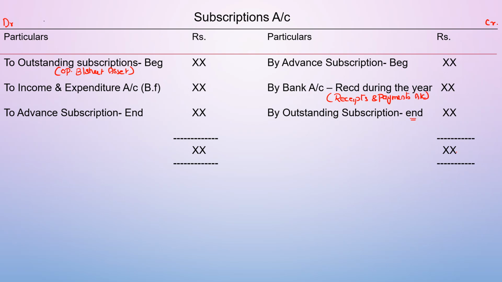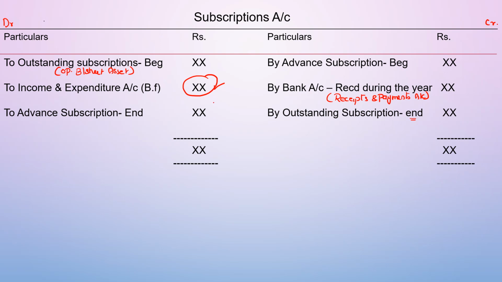This you can get from your receipts and payments account, the total amount. Once you put this, total the credit side and then put that total on the debit side. Find the balancing figure. That balancing figure would be the subscription income of the year, which you will be crediting to income and expenditure account. So you will write to income and expenditure account the balancing figure. So in the income and expenditure account, you will have by subscription, this amount credited as subscription income of the year. So this is how we will be preparing the subscription account and getting the amount of subscription income to be credited to income and expenditure account.